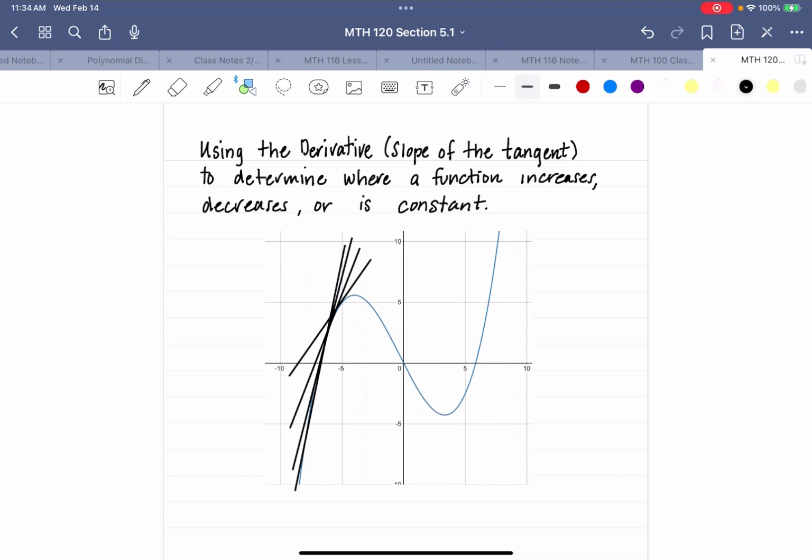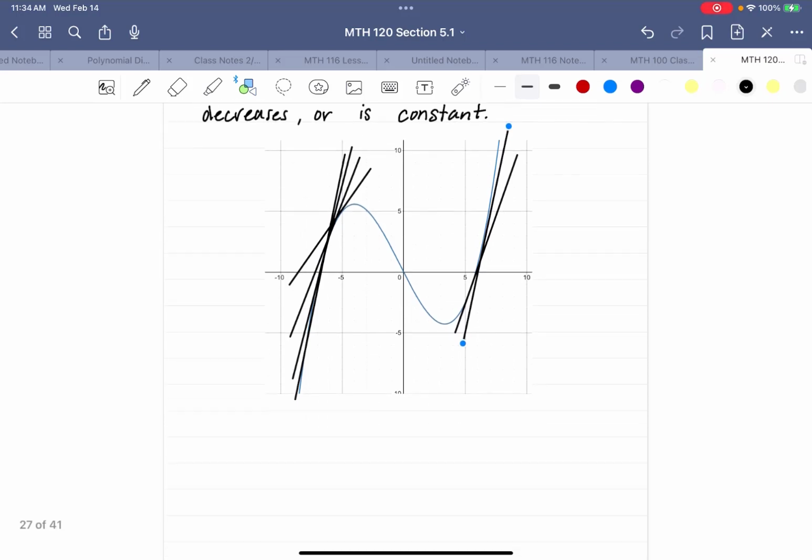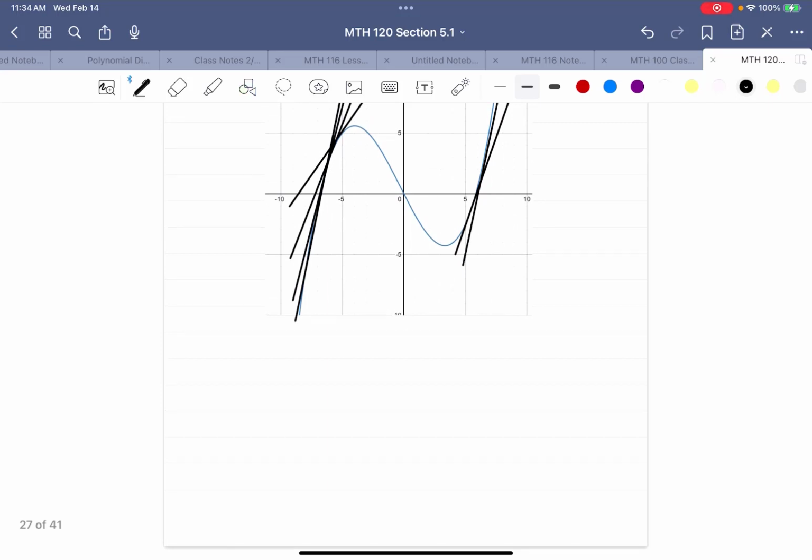On this side where it's increasing, if I draw tangent lines, again, just barely touch the graph, try to touch it just at one point, you'll notice that the slope of the tangents here are also always a positive number. Okay? So, when the derivative is positive, that means it's greater than 0, the function is rising or increasing.